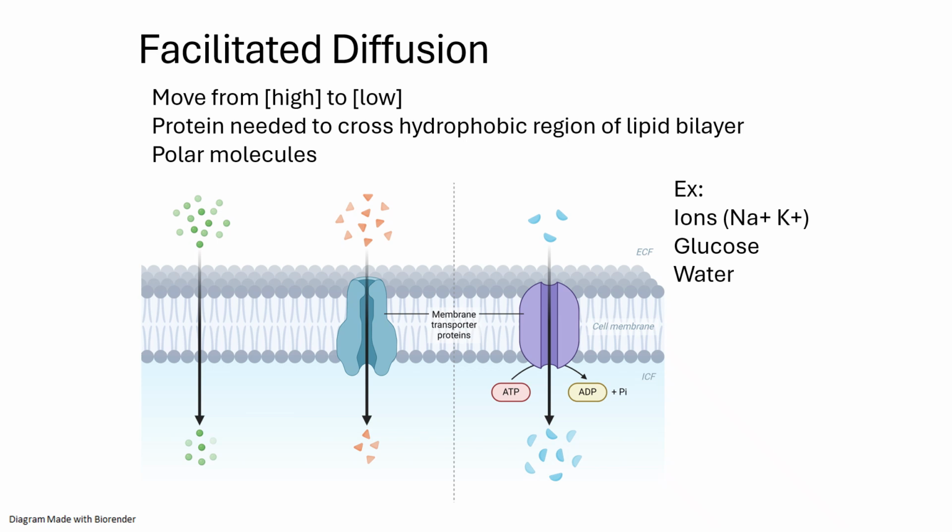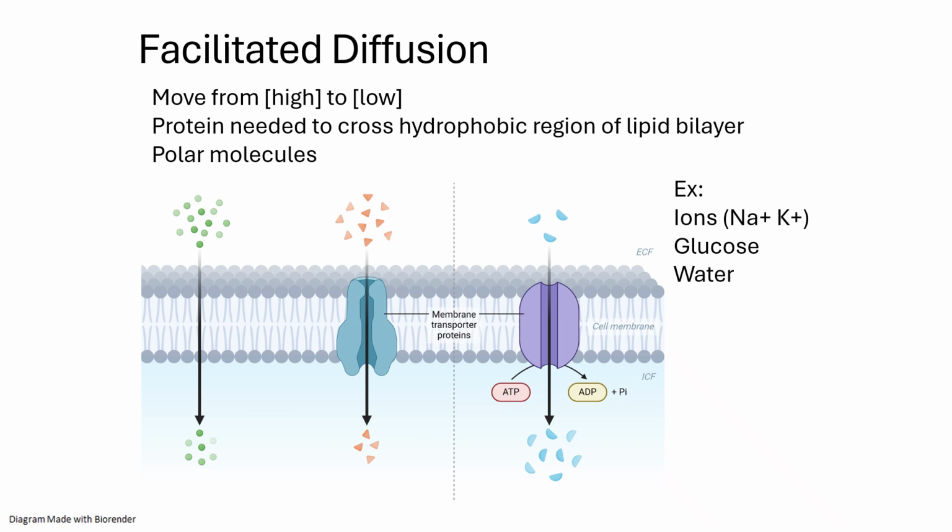Facilitated diffusion is movement down a concentration gradient from an area of high concentration to an area of low concentration. But facilitated diffusion requires a protein to cross the plasma membrane.